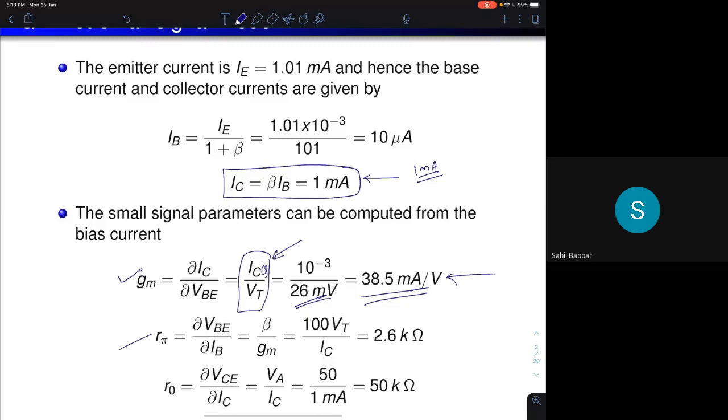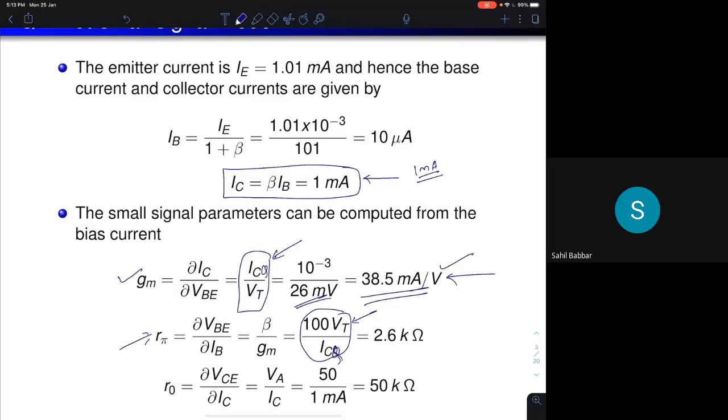R pi will be beta upon GM, so it will be beta into VT upon ICQ. I discussed all these parameters in the last class itself. As soon as you are given a BJT circuit and asked to find the small signal gain, you first have to find the small signal parameters. To find them, the first thing you should do is compute the quiescent collector current. Once you find it, all the small signal parameters can be immediately formed. They are uniquely identified by the collector current.